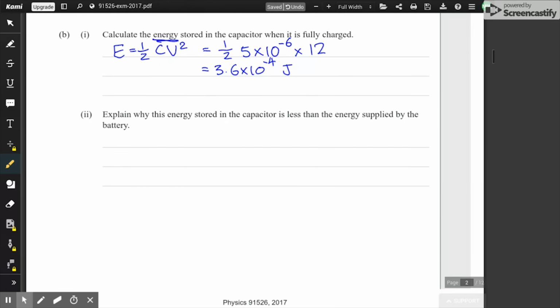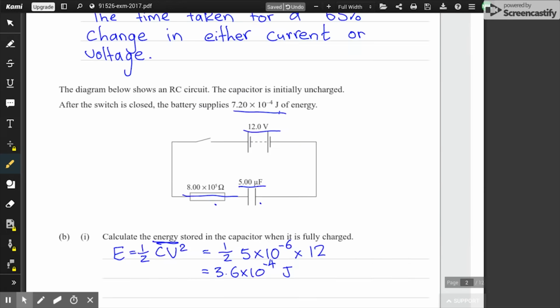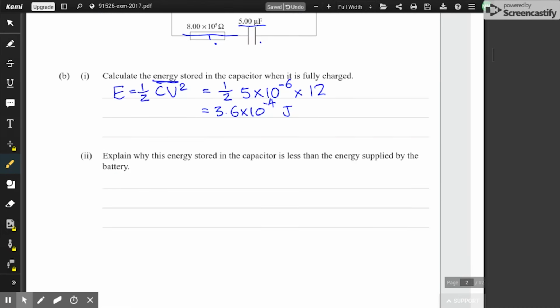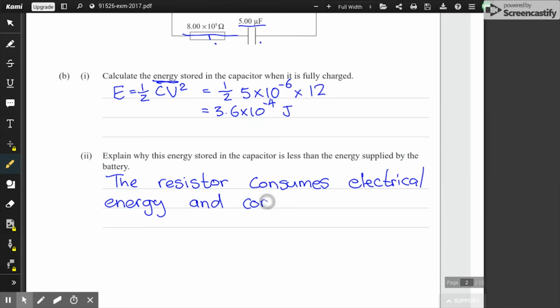Okay. Explain why this energy stored in the capacitor is less than the energy supplied by the battery. Well, in this circuit we have a resistance, and what a resistor does is it takes away electrical energy and converts it into heat. So our culprit is the resistor. So let's write that. The resistor consumes electrical energy and converts it into heat.